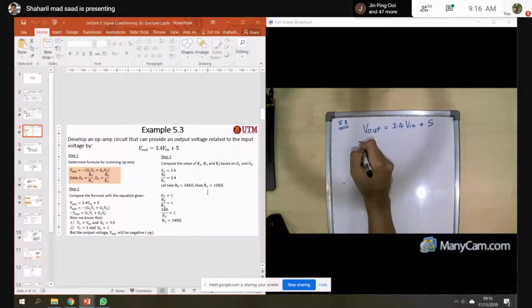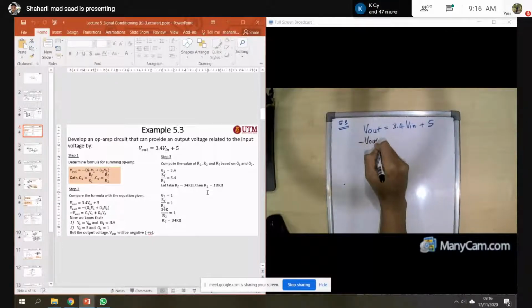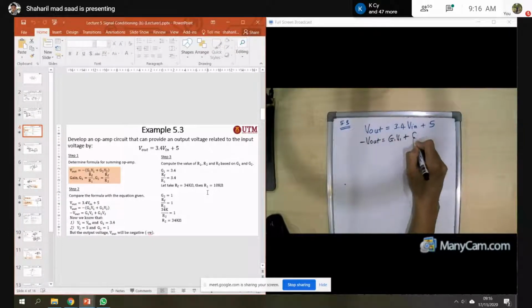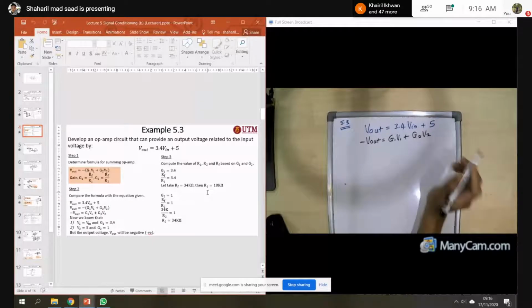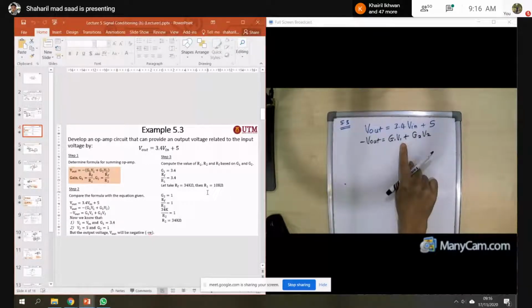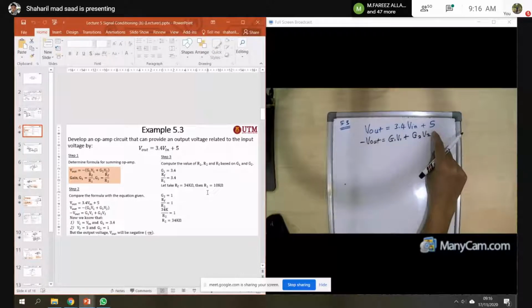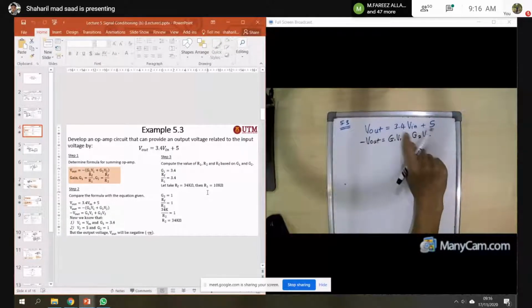Okay, minus V out is equal to G1 V1 plus G2 V2. So I just take it minus V out, so that you will not make some mistake here. Then now you can compare which one that you want.